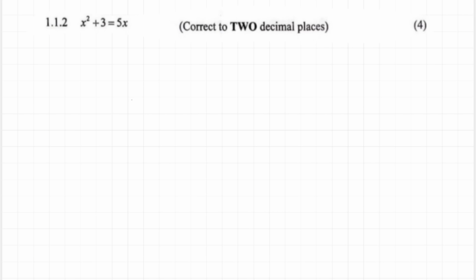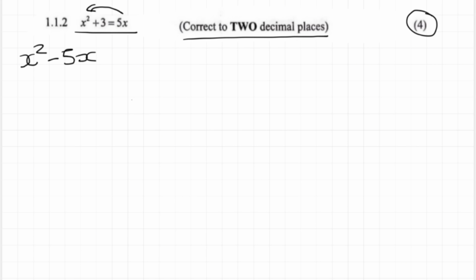The next question is 1.2, which is also solve for x, but they say correct to 2 decimal places, which is worth 4 marks. Once you see this, just know we're going to use the quadratic formula no matter what. We need to first put this equation in standard form. So I'm going to have x squared, and I'm going to take this 5 to the other side, so it's minus 5x, and then this one was already positive, which is equal to 0.